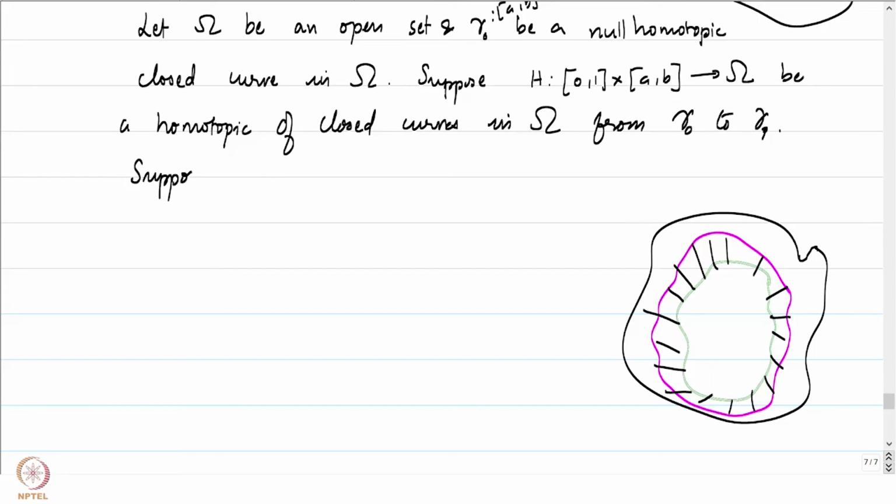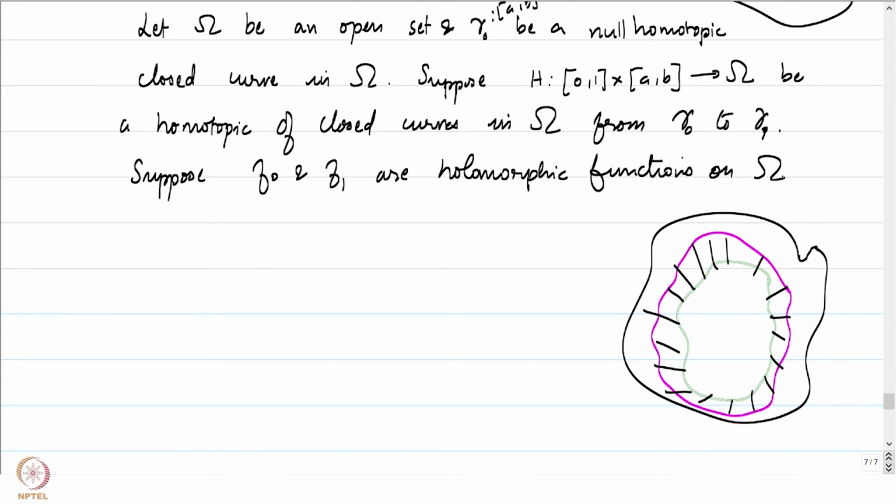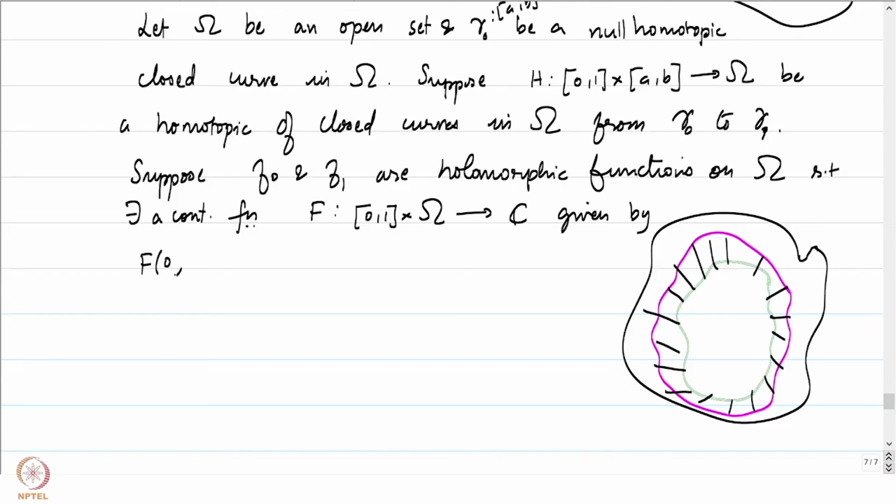Suppose f0 and f1 are holomorphic functions on omega such that there exists a function, let us call this function capital F, a continuous function from 0 1 cross omega into C, such that F of 0 comma z is equal to f0 of z and F of 1 comma z is equal to f1 of z.